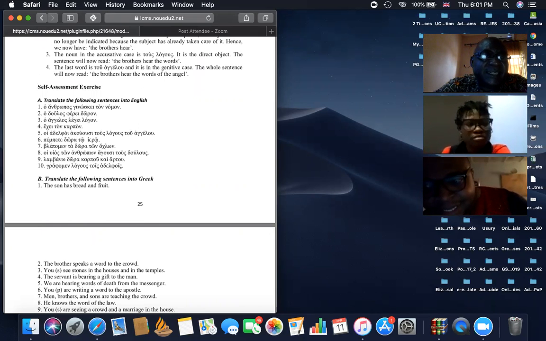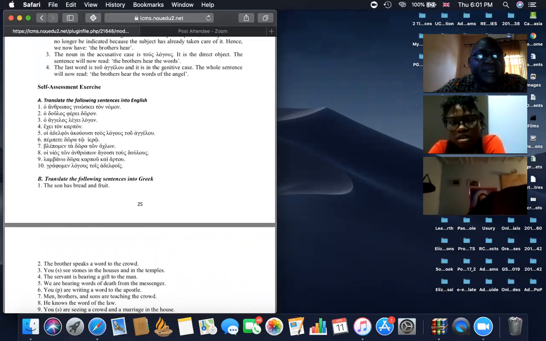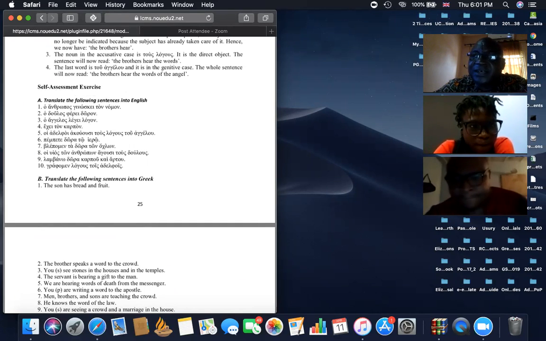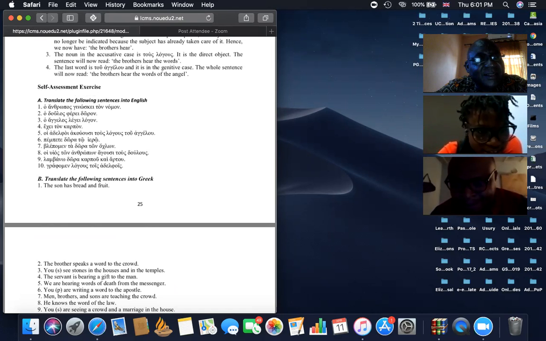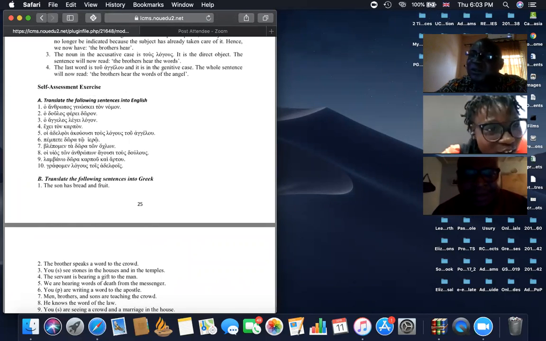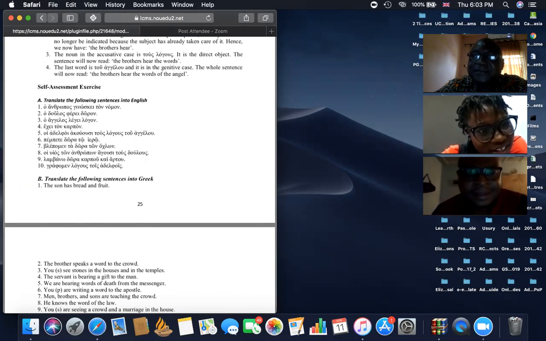Translate the sentences. I gave you number one, so give me from number two to where you stop. Read the sentence and read your translation. I didn't do number two. You didn't do number what? Two. So which one did you do? Okay, I did number two. Number two says the messenger. Read in the Greek and tell me what you translated.